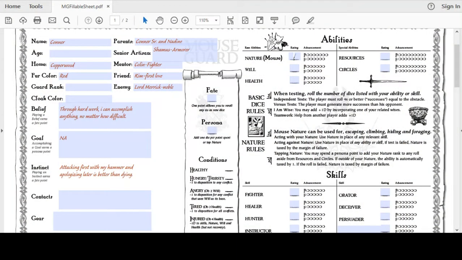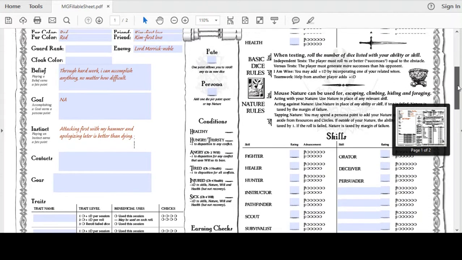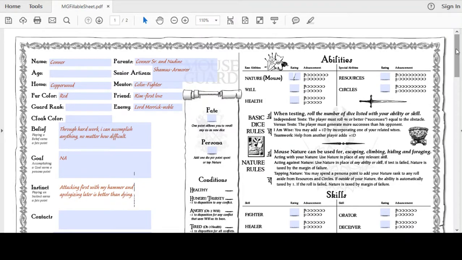So, let's see where we're at now. Ooh, sorry. All right, so I think we are on, yeah, we're on it. So, with that, guys, we're at about 18 minutes, okay? That is just the basic character for Mouseguard.